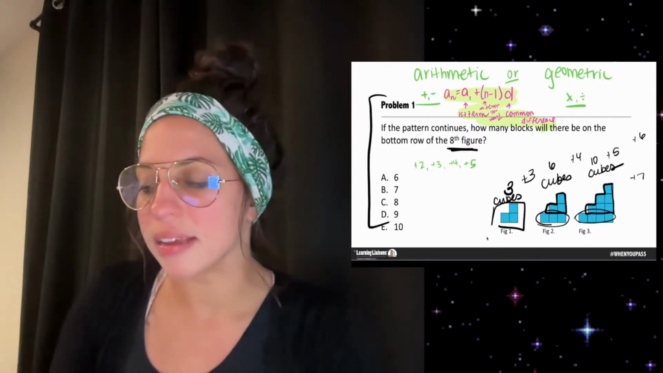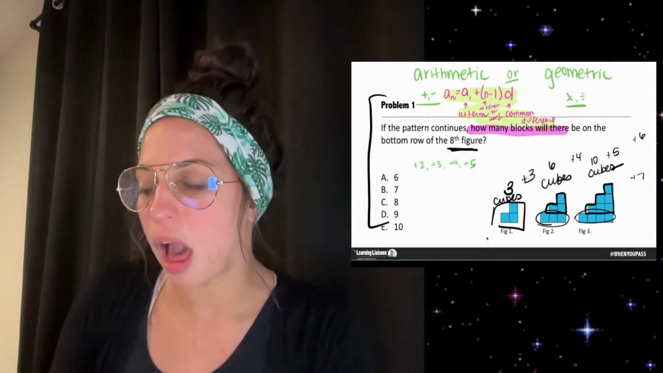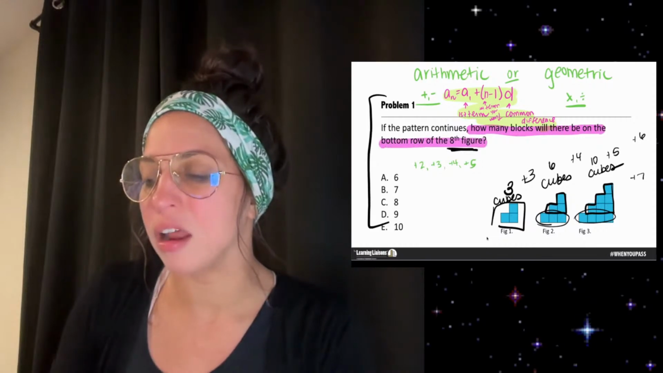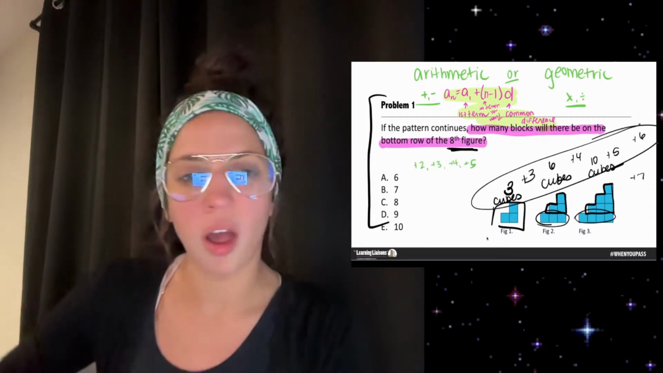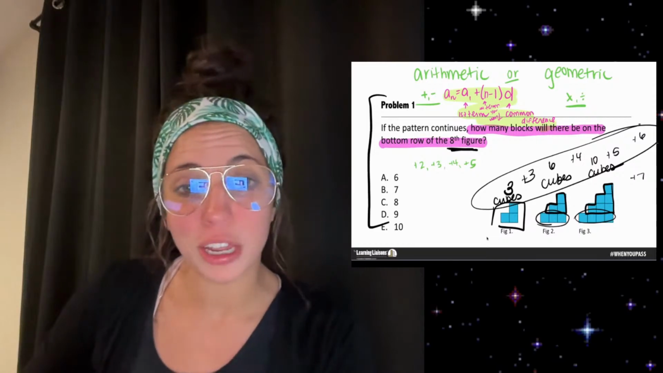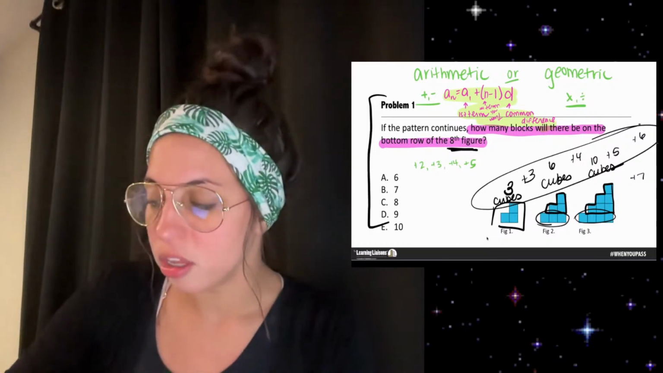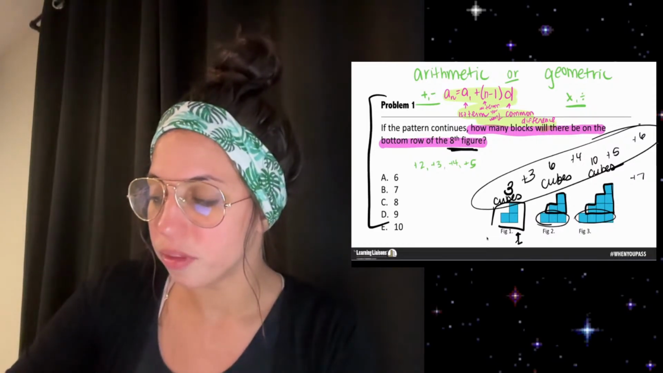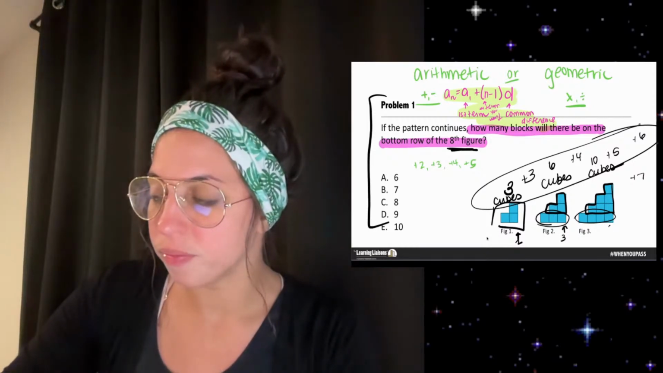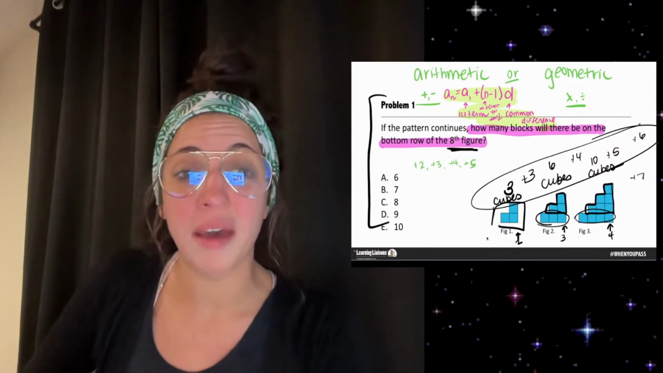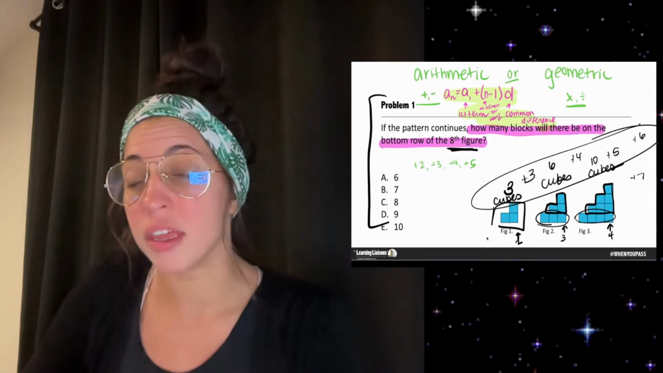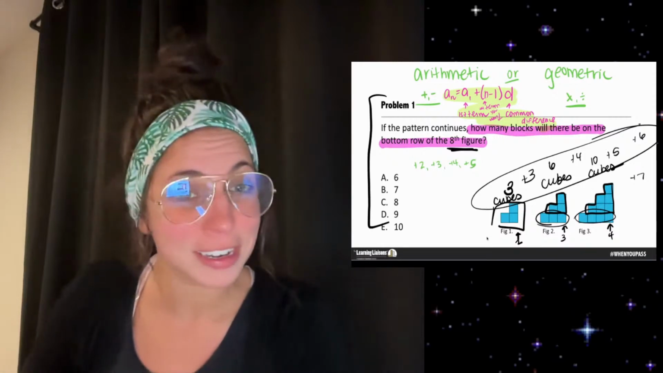The question asked, how many blocks will be on the bottom row? So I don't even need to do all of that. I only need to look at the bottom row. 2, 3, 4. So it's going to keep going up. 5, 6, 7, 8, 9. That's all it's going to do.